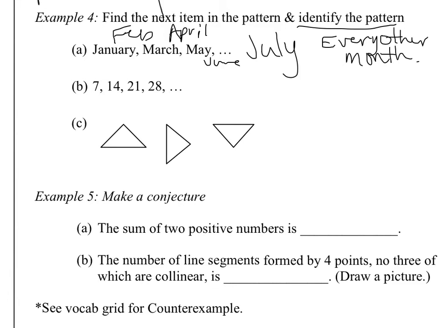Okay, 7, 14, 21, 28. So you can look at this either way. You can say, okay, they're adding 7 each time. And so then you can add 7 and you would know you would be at 35. Or you can say these are the multiples of 7. This is 7 times 1, 7 times 2, 7 times 3, 7 times 4, and this is 7 times 5. So either way that you figured out the pattern, that's what you're going to write about the pattern.